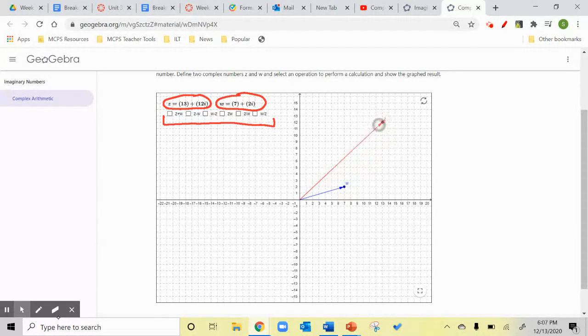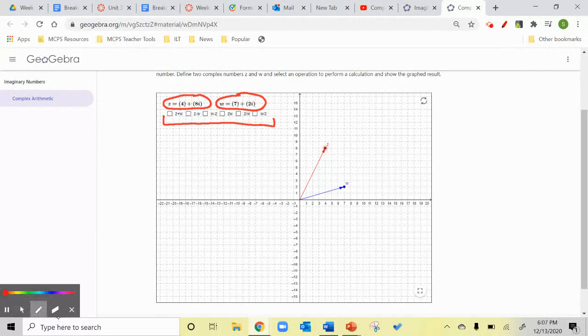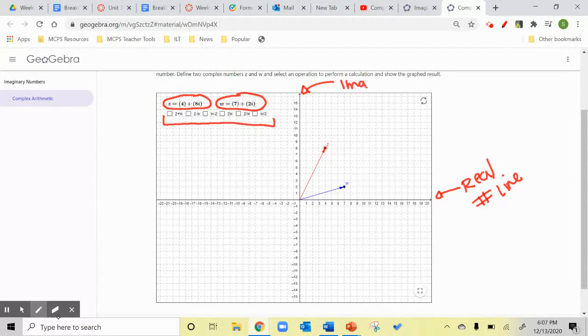As I do that, you can see what's happening with the real component and the imaginary component, right? So what I actually have here is this number line that you've always known doesn't change. This is the real number line. This is the imaginary number line.